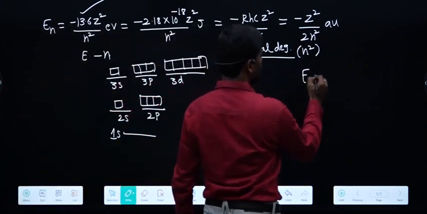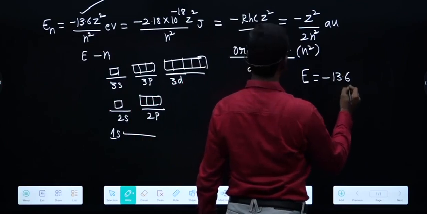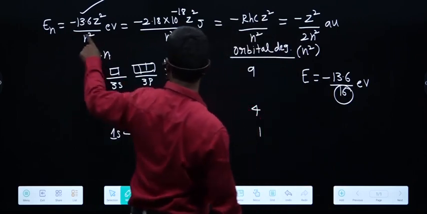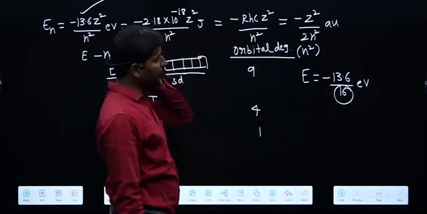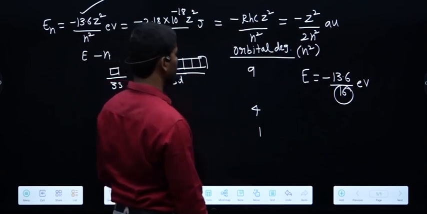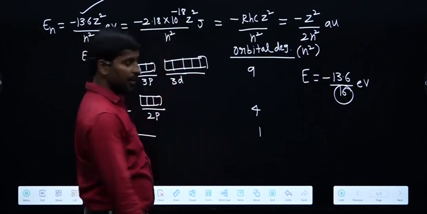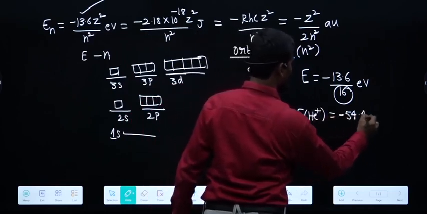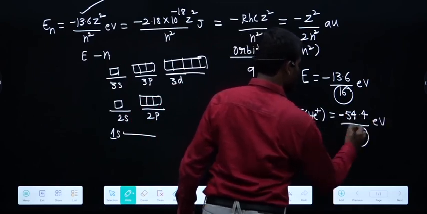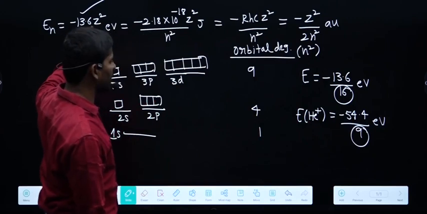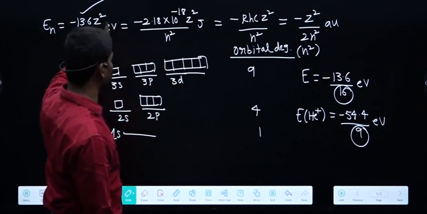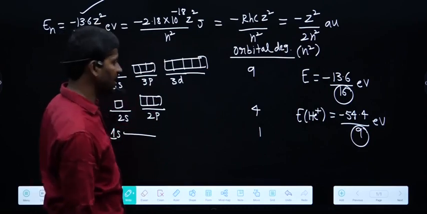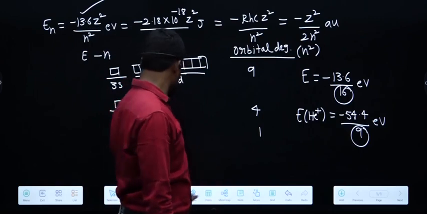For example, I am giving the energy expression minus 13.6 by 16 electron volts. What about degeneracy? In the place of n square, what we have is 16 for the hydrogen atom, so 16 is the degeneracy. For example, for the helium plus ion, I am giving minus 54.4 by 9 electron volts. Minus 13.6 into Z square for helium, 2 square is 4, minus 13.6 into 4 is minus 54.4. In the place of n square we have 9, so the degeneracy is 9. This is about energy.